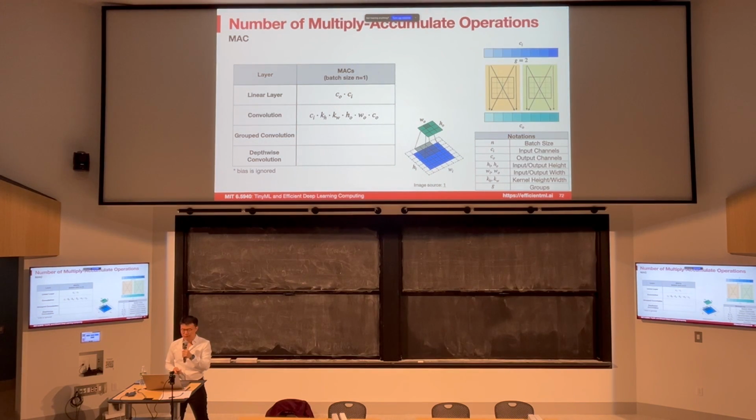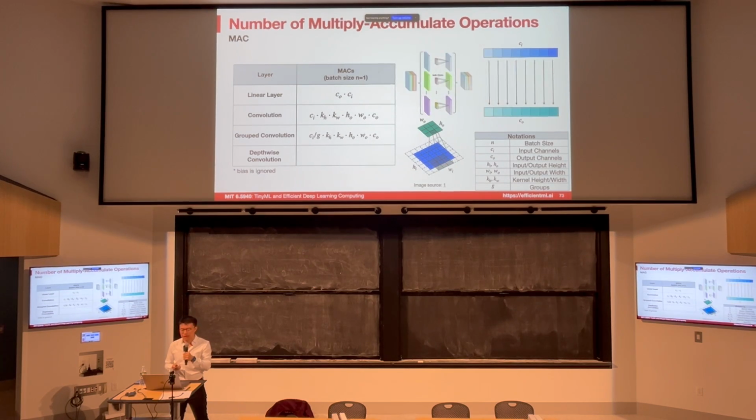With group convolution, we just divide by G, where G is the number of groups. And for depthwise convolution, CI equals G, so we cancel one term, multiplying these 5 terms together. CI gets canceled due to G equal to CI.